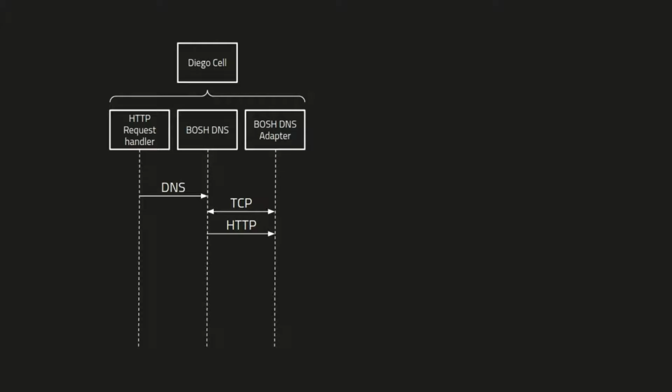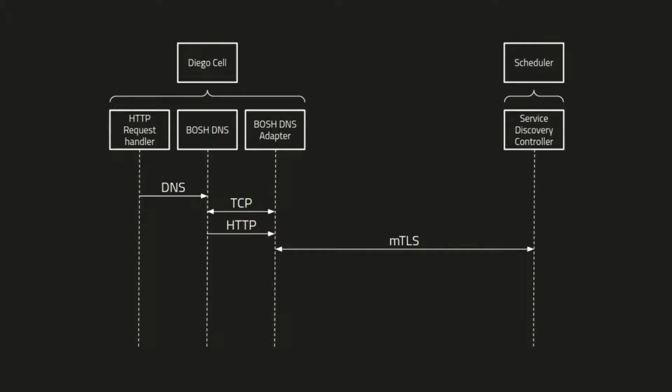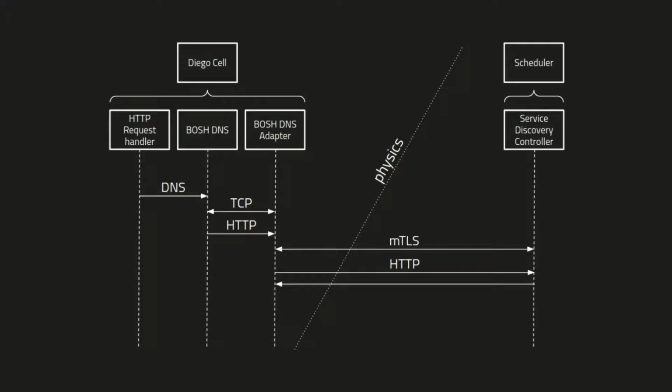Any apps.internal DNS requests that BOSH DNS sees are forwarded via HTTP to a component called the BOSH DNS adapter, which also lives on the Diego cell VM. The BOSH DNS adapter needs to look up the app using the service discovery controller. But because this service discovery controller lives on a different VM, it needs to do this securely using mutual TLS. Once the mutual TLS connection has been established, the adapter can make its request and receive a response via HTTP. Because we only deployed 2 scheduler VMs, but we have 3 availability zones, this request could happen across availability zones, further increasing latency inside a single DNS request.